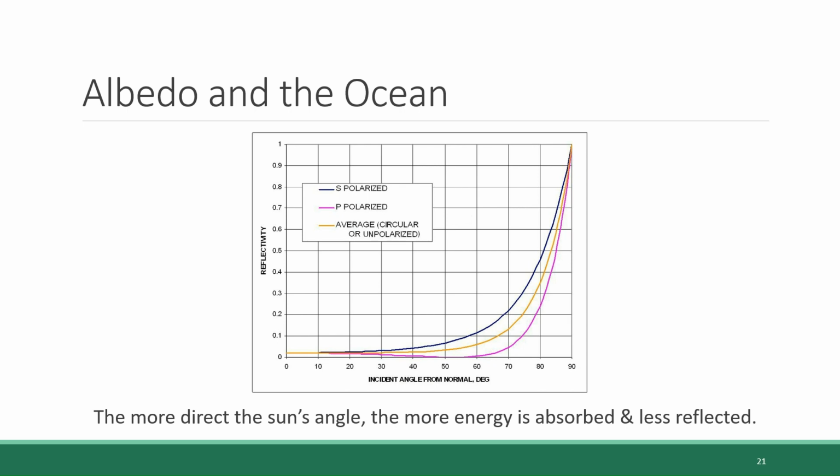But if we follow the lines to the right, as we get to increasingly dramatic angles, more and more of the energy is reflected rather than absorbed. So this means that the oceans at polar latitudes absorb much less sunlight energy because the light strikes those polar regions at more of an angle compared to equatorial regions.